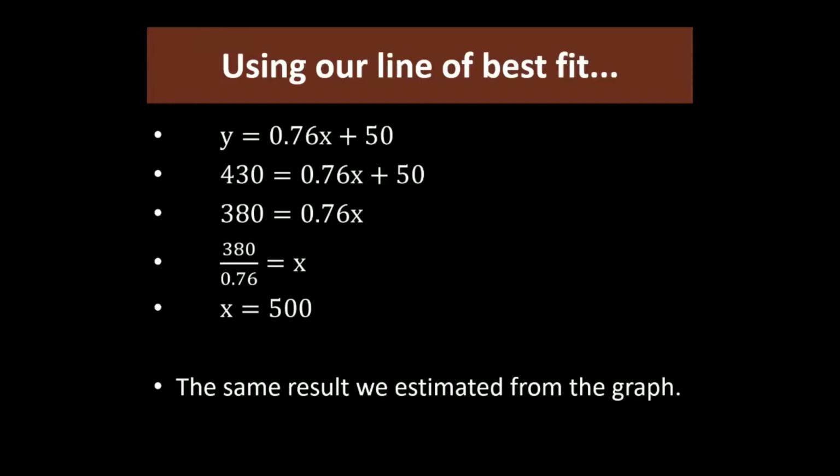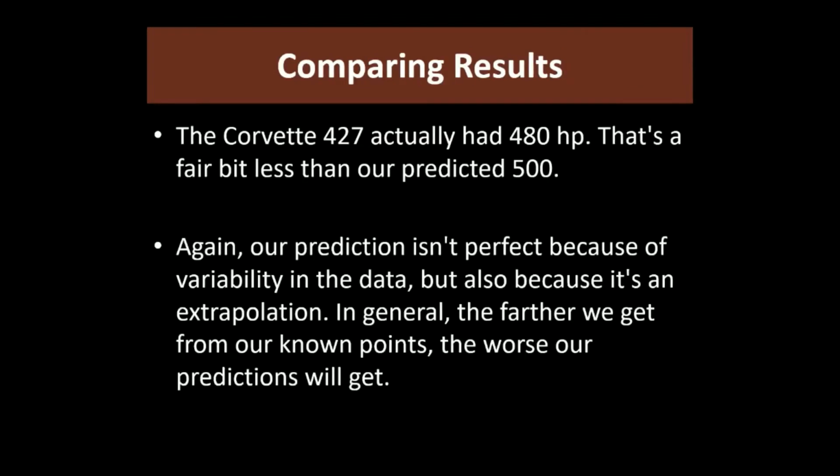But is this actually what the horsepower of the Corvette was? And it turns out that the actual horsepower for the Corvette was 480 horsepower. So we predicted 500. Actually, it was 480. So we're off by 20. At the same time, 20 out of 500 is about 4% difference. It's not really that bad, but it tends to be worse doing extrapolation than it is doing interpolation, just because we don't have any data that's up that high to know if the trend actually continues or not.